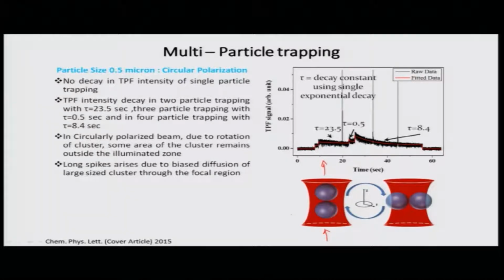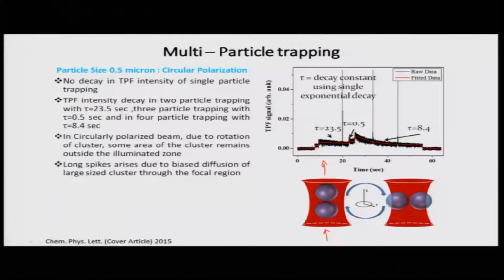However, when circularly polarized light is used for trapping, there is a decay which is again evident for even the 2 particle case, and that is possible because for the circularly polarized light, the dimer undergoes tumbling motion, and as such it could be either aligned along the axis or along the equator. So, in circularly polarized beam, due to rotation of the cluster, some area of the cluster remains outside the illuminated zone, and so the decay can happen.